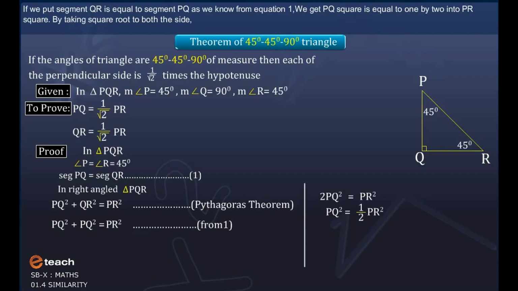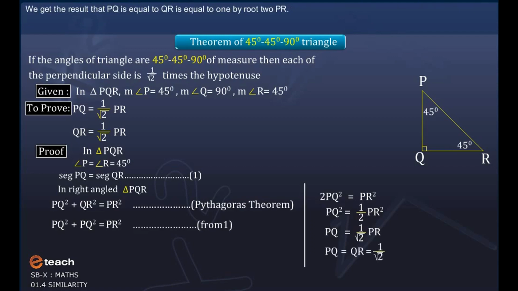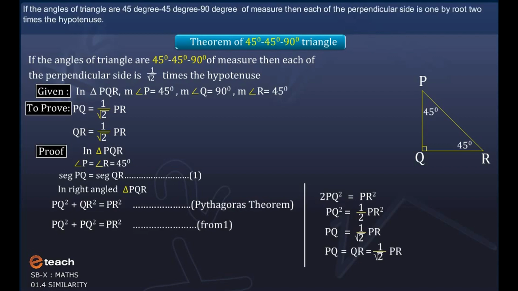By taking square root to both the sides, we get the result that PQ is equal to QR is equal to 1 by root 2 PR, where PR is hypotenuse and PQ and QR are perpendicular sides. In this way, we proved if the angles of a triangle are 45, 45, 90 degree of measure, then each of the perpendicular sides is 1 by root 2 times the hypotenuse.